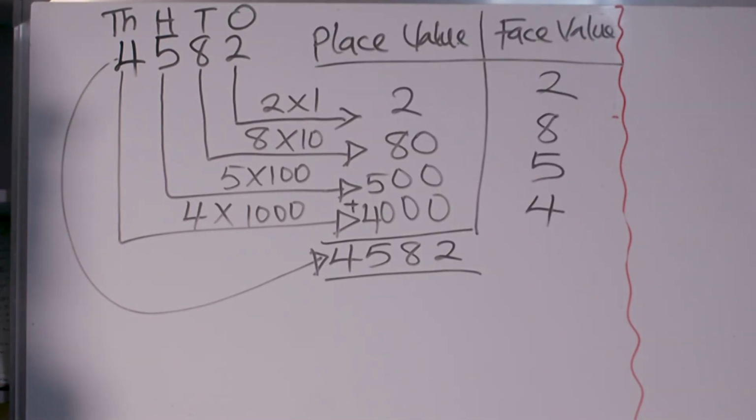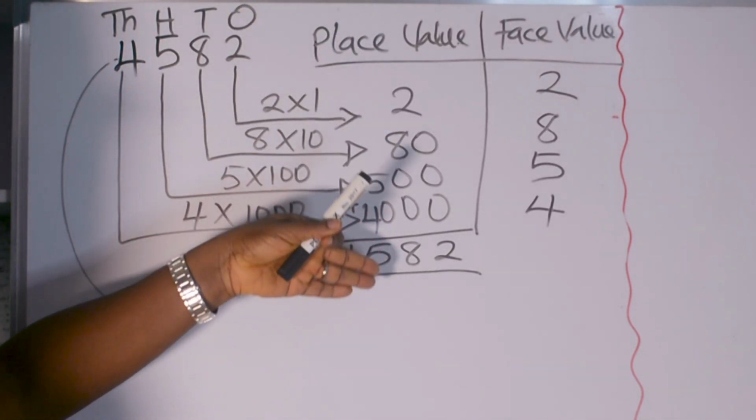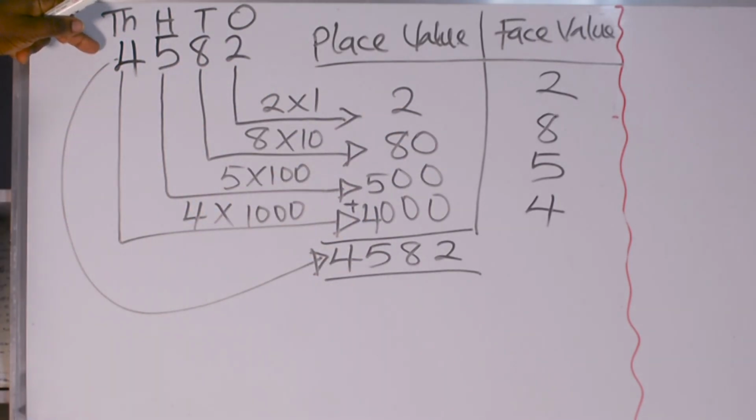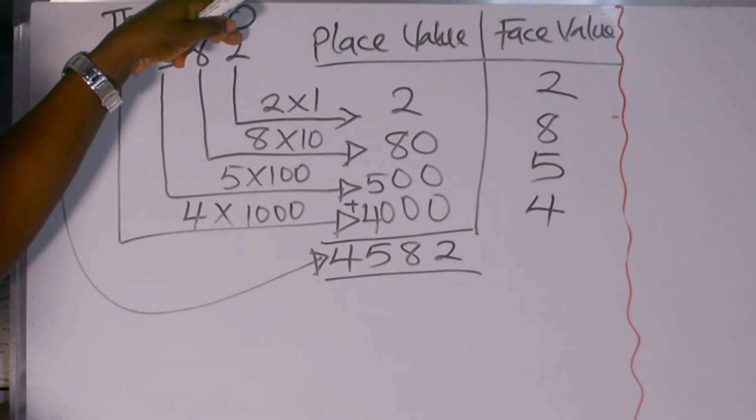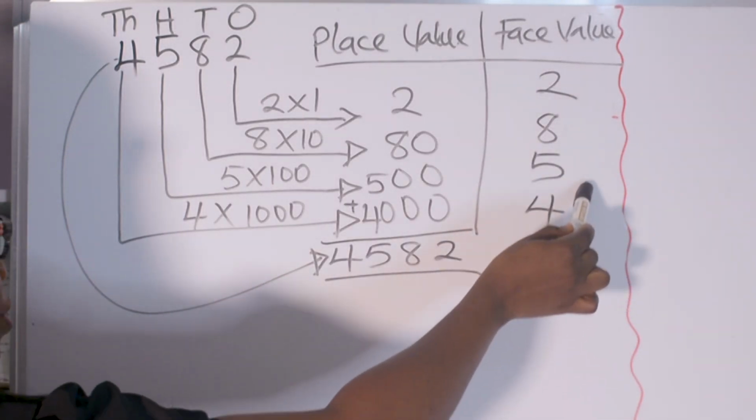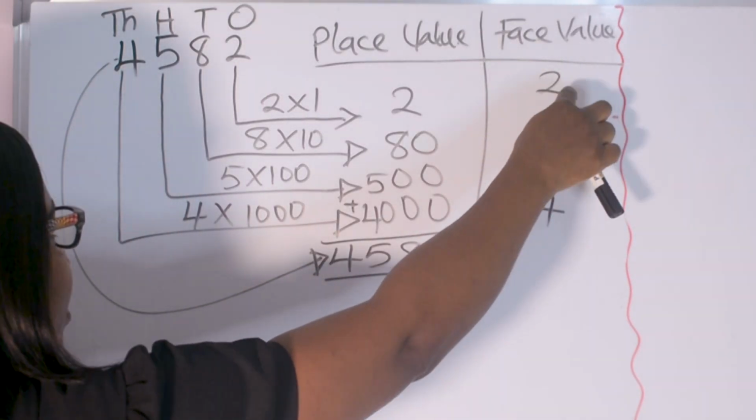So in summary, place value is gotten according to the position of the digit in a number, while the face value is the actual value of the digit.